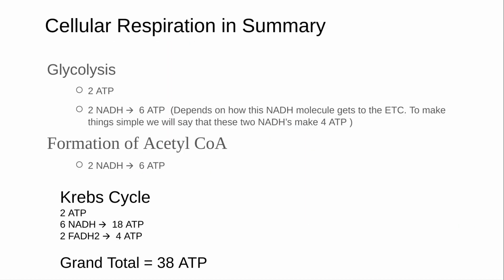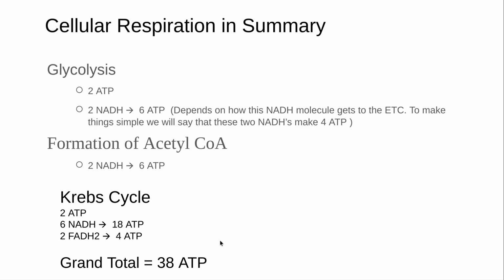Let me see if I can show you a reaction here. So 2 ATP molecules were produced in glycolysis along with 2 NADH. That 2 NADH becomes 6 ATP molecules, and in the pyruvate oxidation we produce 2 NADH, that's equivalent to 6 ATP molecules. In the Krebs cycle we created 2 ATP molecules plus 6 NADH, which became the 18 ATP molecules, and 2 FADH2, which became 4 ATP molecules. Together, you add it all together, you end up with 38 ATP molecules.